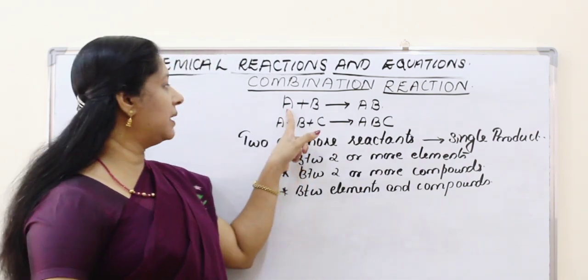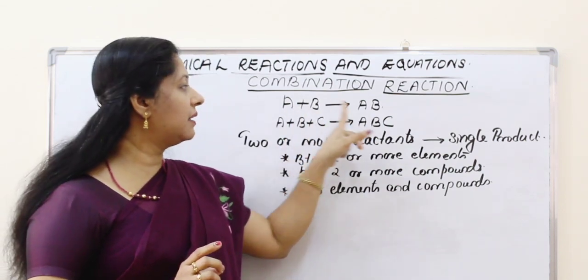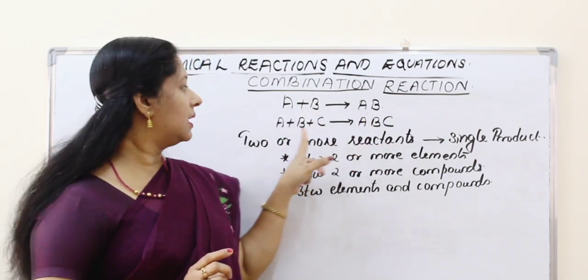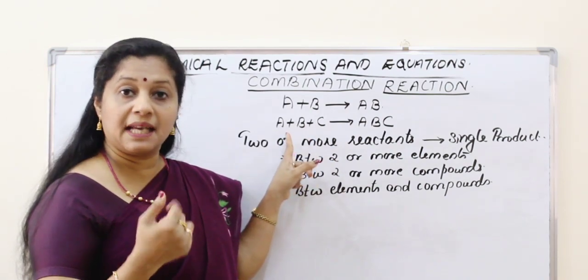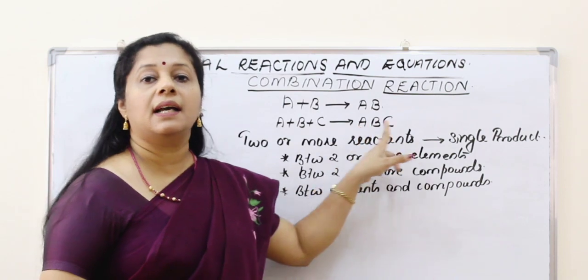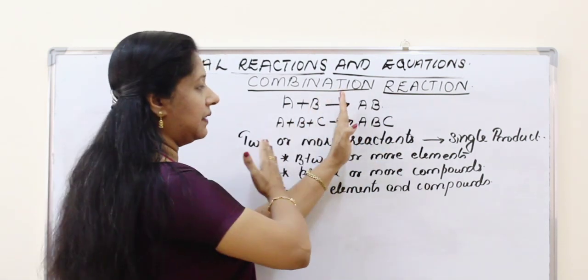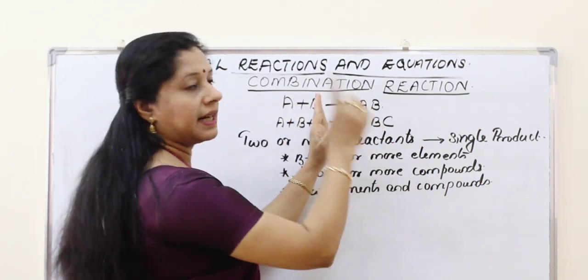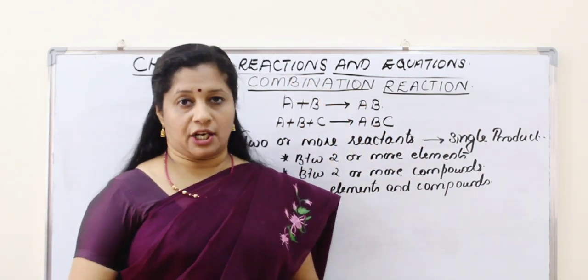For example, if A is a reactant and B is another reactant, then they combine to form a single product AB. Suppose there are more than 2, A plus B plus C, 3 reactants. Then what is the product? ABC, combining to form a single product. So always see that the left hand side has more reactants, but the right hand side has only one. Then such reactions are called combination reactions.